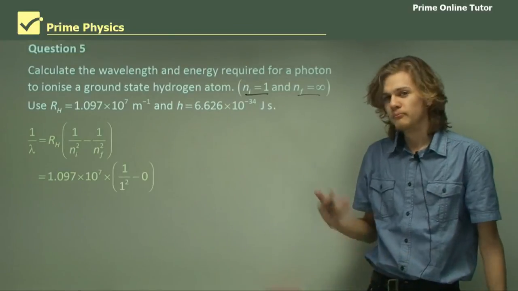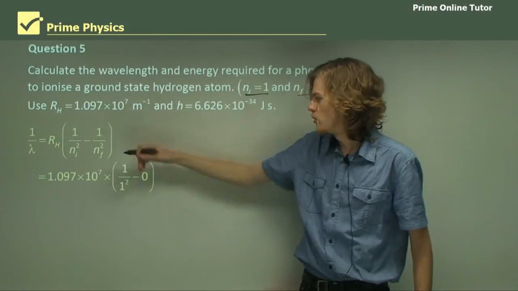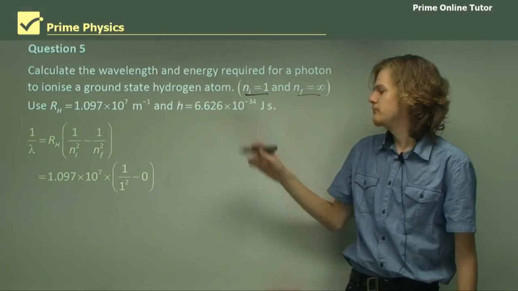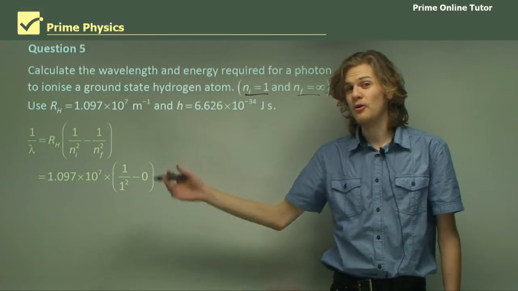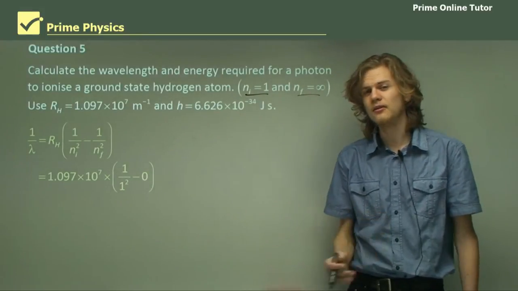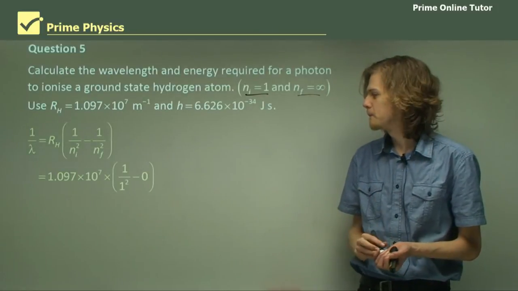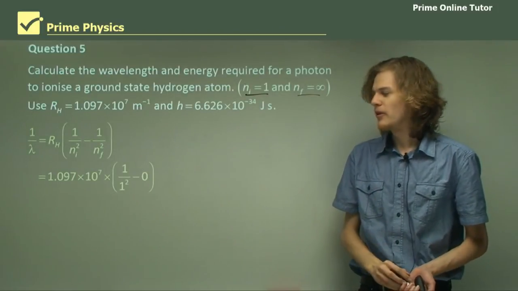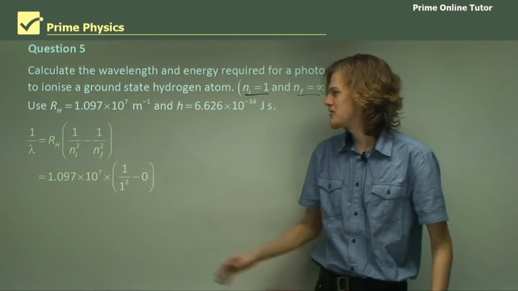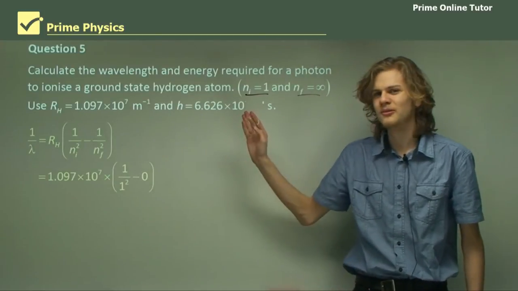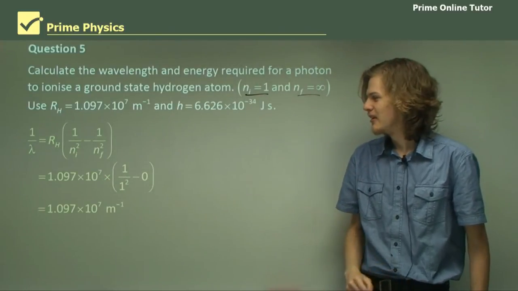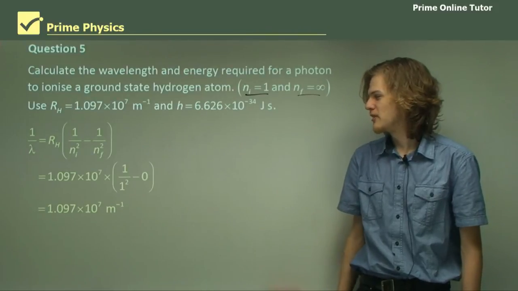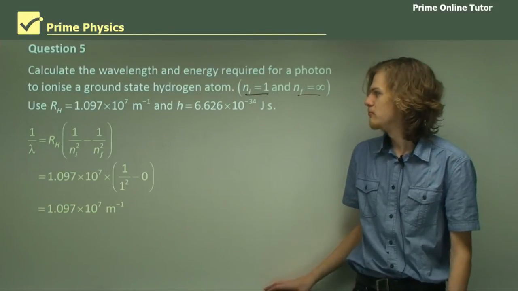We can put that into the equation here. 1 over 1 squared, because of course that's the Ni equals 1, minus 0 for complete ionization and losing the electron completely. Well, that looks fairly simple actually, because it's now just Rydberg's constant times 1, which gives us 1.097 times 10 to the 7 per meter.